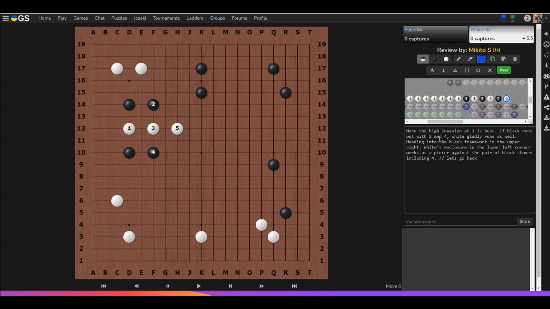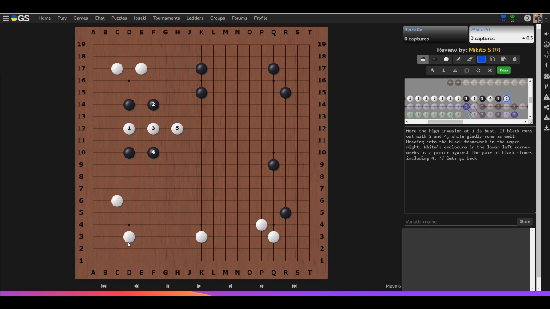If Black runs out with 2 and 4, White gladly runs as well, heading into Black's framework. You can see that Black had a very large framework on the right side, and White's enclosure in the lower left corner works as a pincer against the pair of Black stones, including 4. So when we look at this, these two stones are very strong, which you could think of as thickness. If they're not going to be killed, then they're strong. And so pushing these stones into strength, that's very nice with these moves.